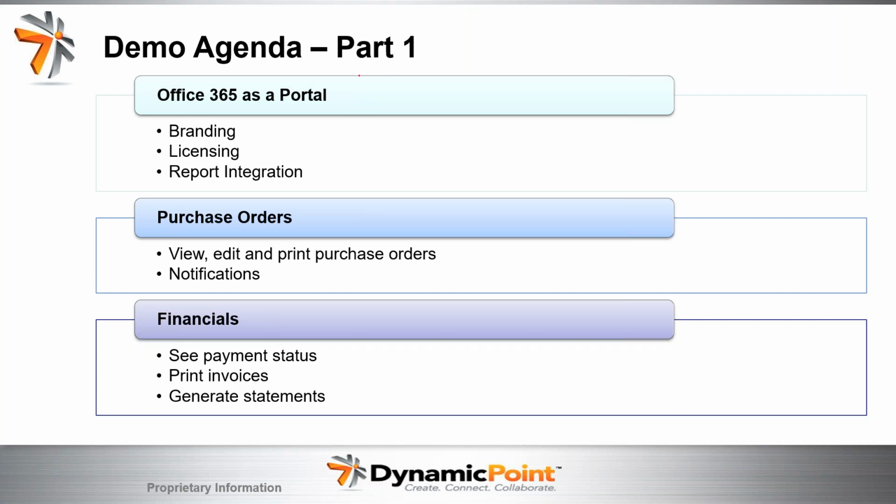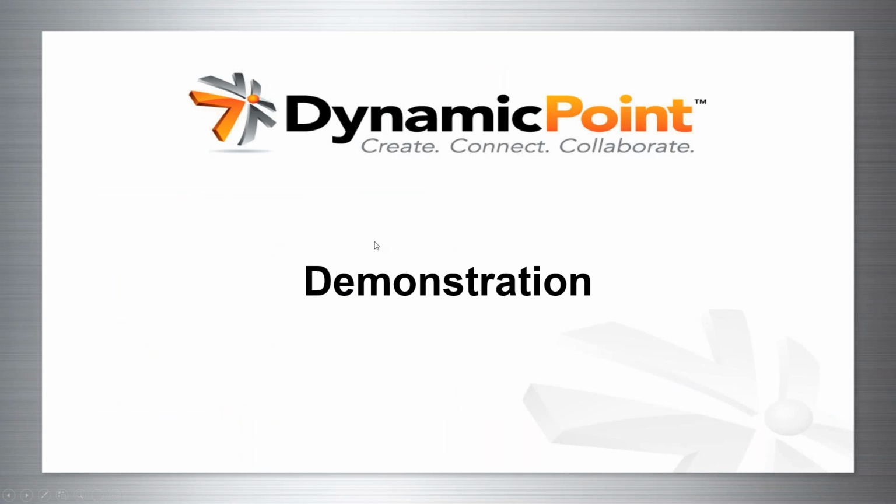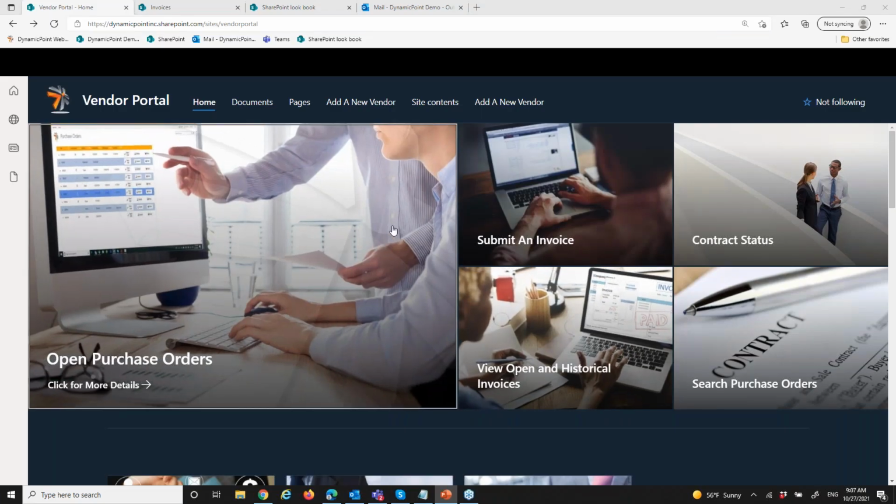So part 1, Office 365 as a portal. Branding, the licensing, report integration, other things that you could do just straight out of the box using Office 365 as your portal platform. And then we're going to show some examples of data integrations that our portal app is going to provide to this Office 365 portal. Such things as the ability to view, edit, and print purchase orders, receive notifications for any interaction in the portal, see financial details such as payment statuses, print invoices, statements, etc. So let's go ahead and switch out of PowerPoint, and we are going to go to our vendor portal.